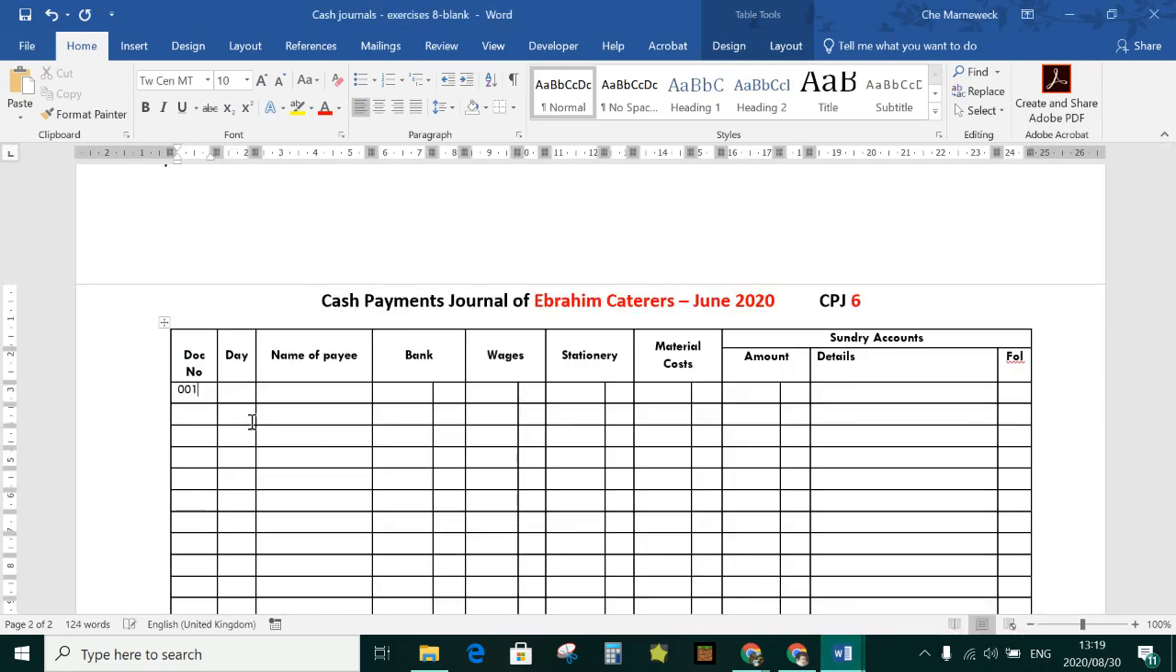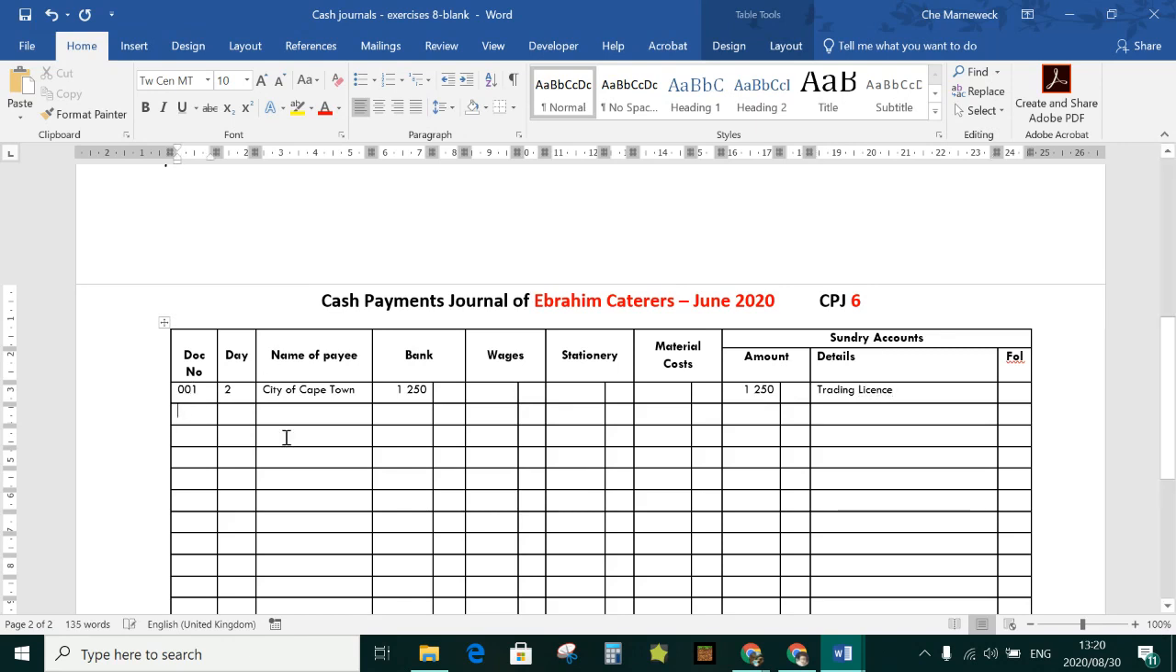So our doc number is our check number 001. This is happening on day 2. Who are we paying? We are paying the City of Cape Town. How much are we paying? We're paying 1,250 Rand. And then we have to decide where trading license gets recorded. Wages is not trading license. That doesn't say trading license. That doesn't say trading license. So it's going to go to sundry accounts and we record it as trading license.